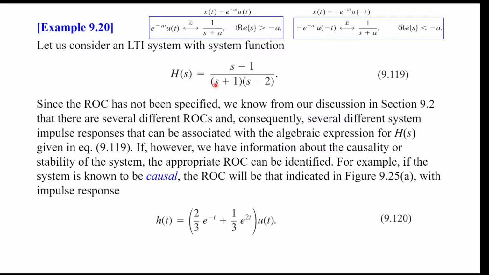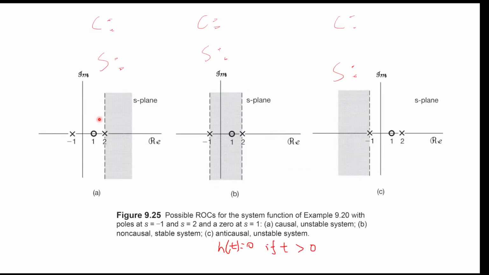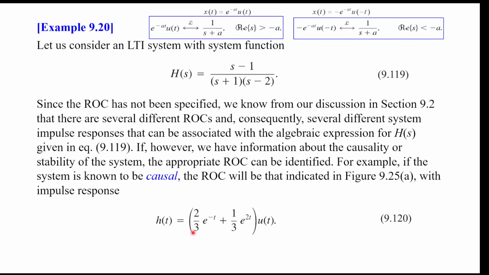Then, because the ROC is to the right side of both of those poles, both of those partial fractions will inverse Laplace transform to a right-sided signal. So they both have this u of t. And just from this u of t, you see that this system is causal, because when t is less than 0, it's 0.